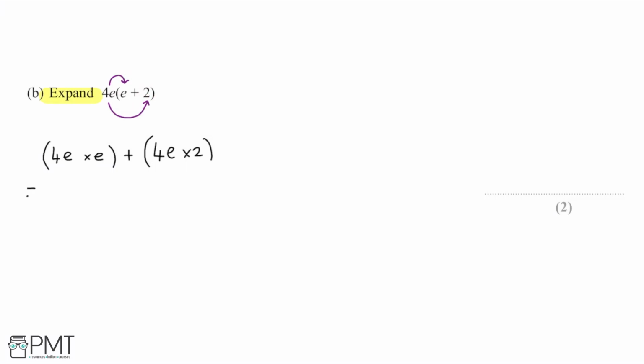So then if I multiply these out, 4e multiplied by e is going to give us 4e squared. And then 4e multiplied by 2 is simply going to give us 8e. And then we have expanded out those brackets, so I can just put this answer in the box. So 4e squared plus 8e is going to get us both of the marks here for expanding, multiplying out this bracket.